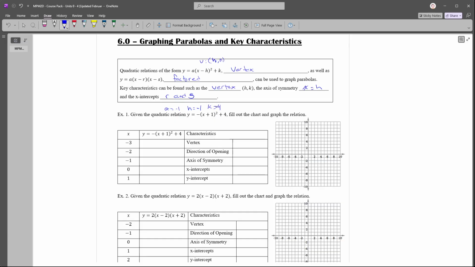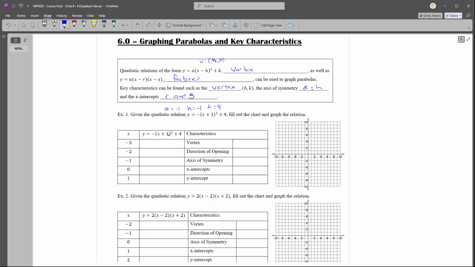Now, that information alone tells us so much about our curve. So let's start filling out some data. We're going to make a little bit of a table of values over here. We're going to use the following values: x is equal to negative 3, negative 2, negative 1, 0, and 1. And we're going to substitute all those values into our quadratic relation. This will tell us the corresponding y values for each of those x components. Okay, so when I substitute negative 3 in here for x, that's negative 3 plus 1, so that gives me negative 2. I'm going to square that.